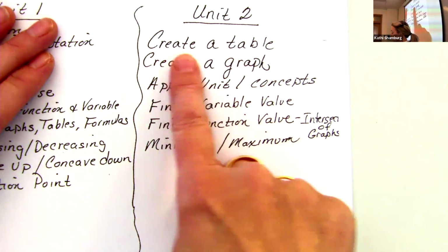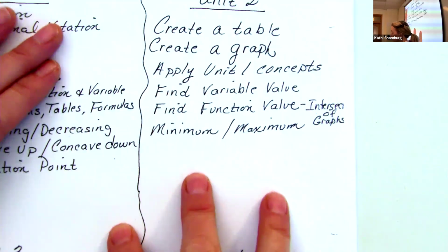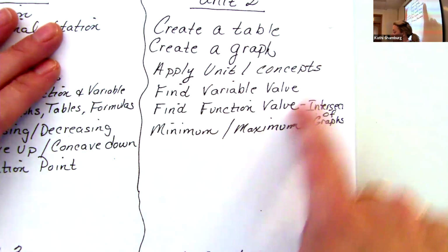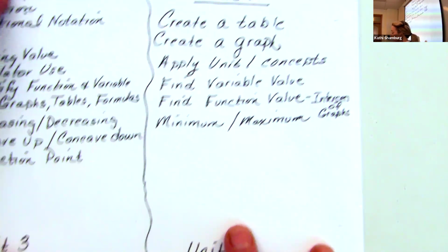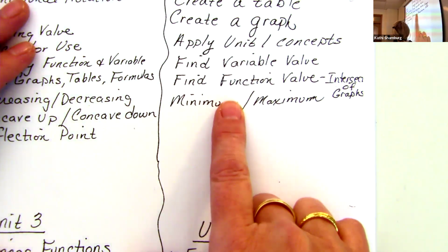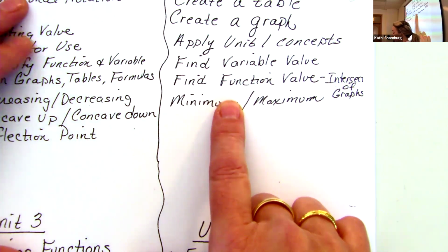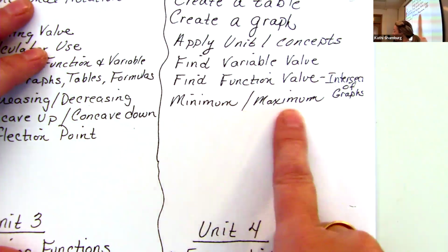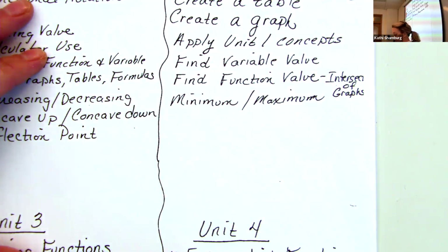In unit 2, we learned how to create a table. We learned how to create a graph. And then unit 2 is applying everything you learned in unit 1. And then whether you were given the variable value or the function value and having to find the other one. We looked at intersections and then we looked at finding the minimum and the maximum. We've not done that in a while either.